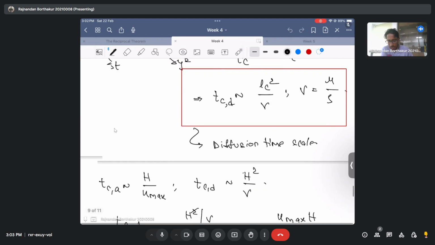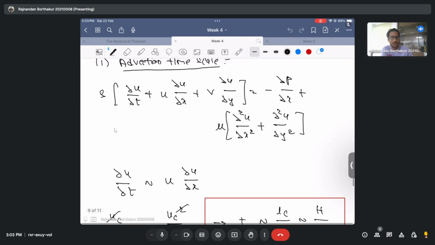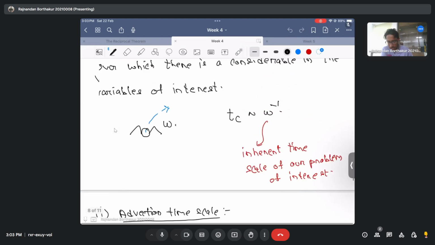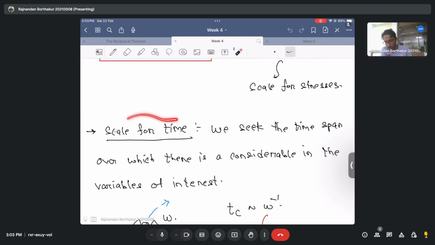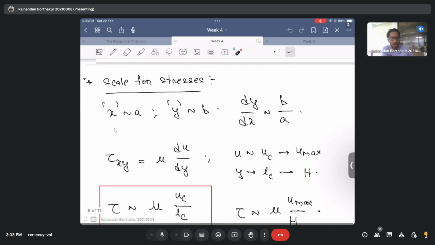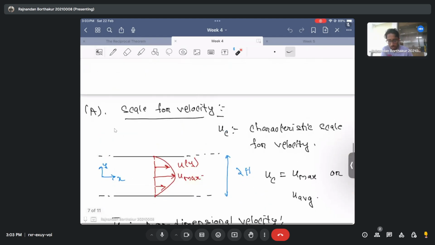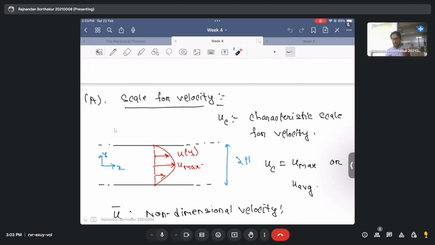If you remember, we looked into the scales of certain variables. For instance, we looked into the scale for time. We looked into how the velocity and the stresses scale. And we also looked into the available length scales of the problems that we have at our disposal. So those were the premise.